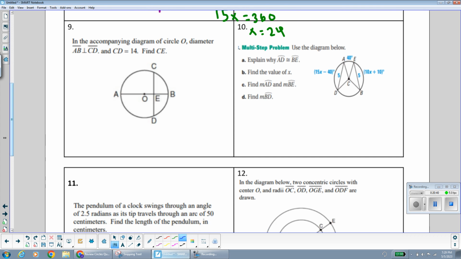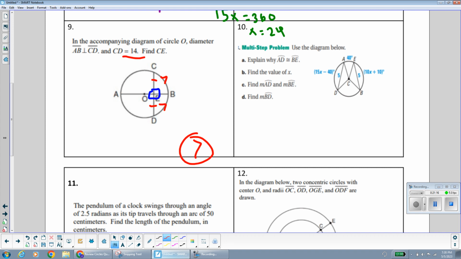Moving along, we have a diameter, and the diameter is perpendicular to chord CD. If we have a diameter that's perpendicular to a chord, it actually bisects the chord, which means cuts it in half. So if the whole length of that chord is 14 and it's being bisected, that means each piece is going to be 7. So CE is 7. Let's take a look at the next one.